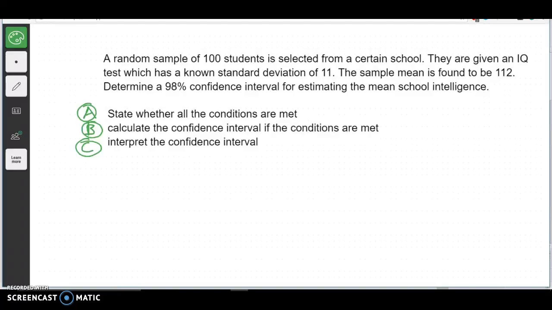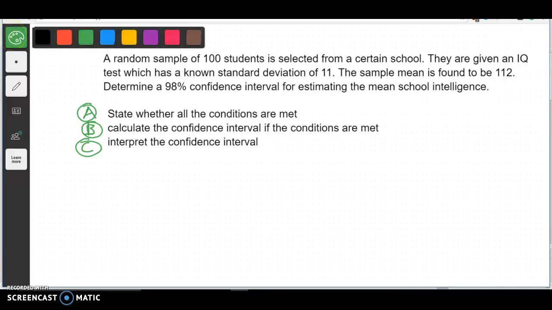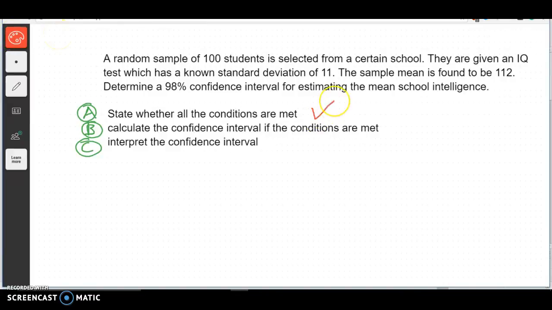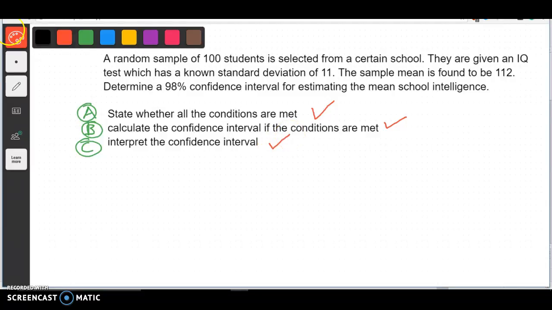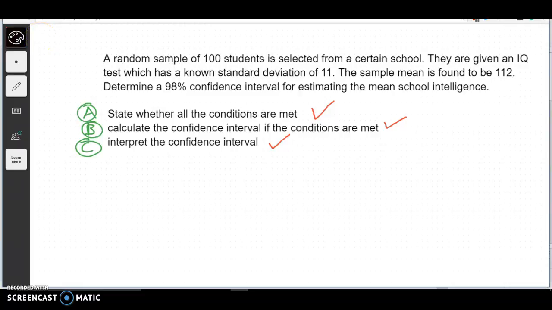Okay, so today we're going to deal with confidence intervals again, and this time we're going to work with X bars instead of proportions. So here's most times what we're going to have to do. We're going to have to decide if the conditions are met. If the conditions are met, then we're going to make a confidence interval, and then afterwards we're going to need to interpret what that confidence interval means. So the very first thing we have to do is state whether the conditions are met.